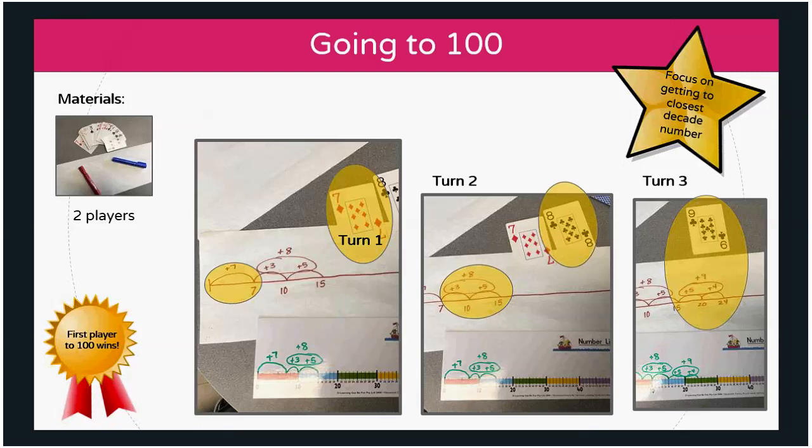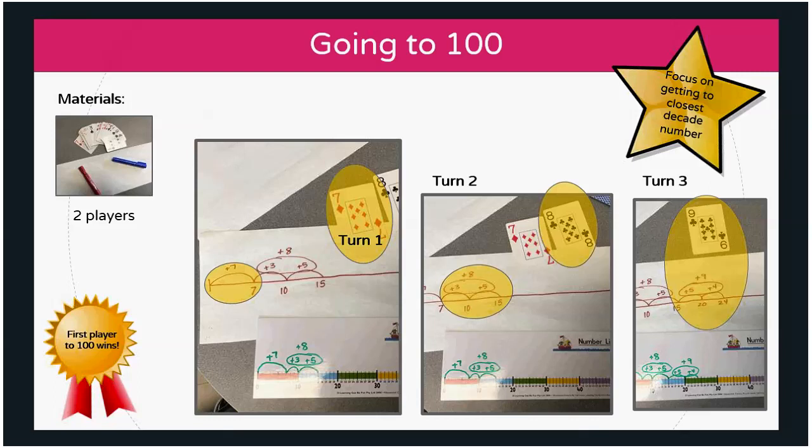Player 1 then flips a second card and adds this number to the first one by showing on the number line how the number was decomposed to get the next decade number, and then adds on the rest. In the example above, 7 was the starting card, and 8, the second card, was decomposed into 3 and 5, adding the 3 first to get to the decade number of 10, and then the remaining 5 was added on for a total of 15.